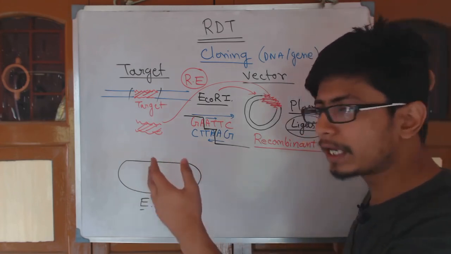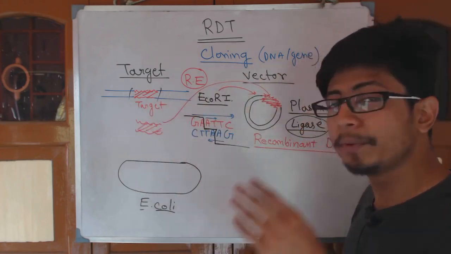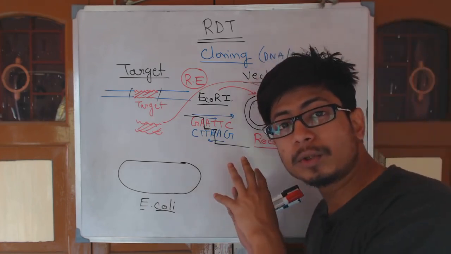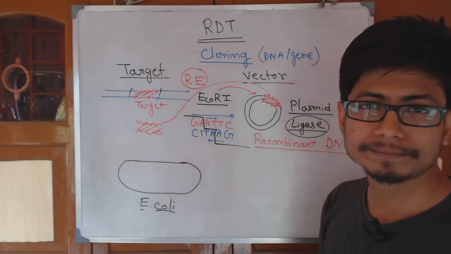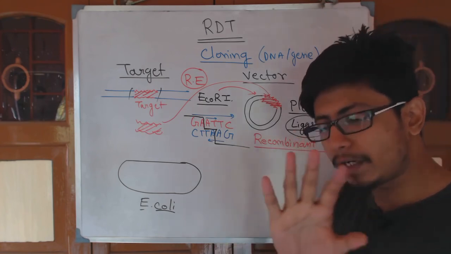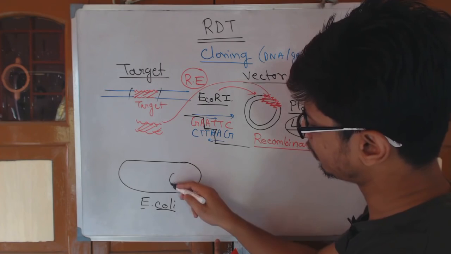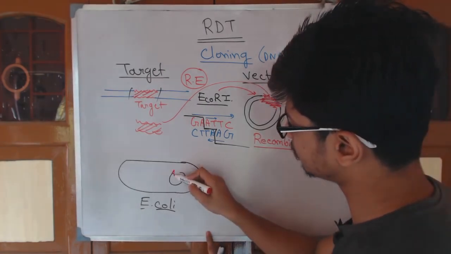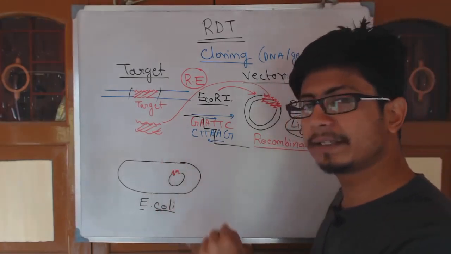Why do we call it a library? Because there are multiple cells and vectors taking up things, but we make sure to take only those cells which have our DNA, not the other things. So let's assume that in this case they took up our DNA, meaning our vector with the DNA, the recombinant vector, the recombinant plasmid, is inside the bacterial cell.